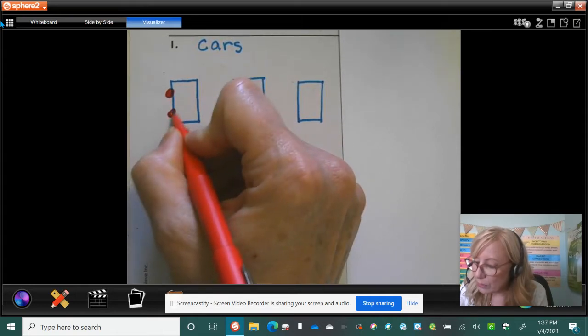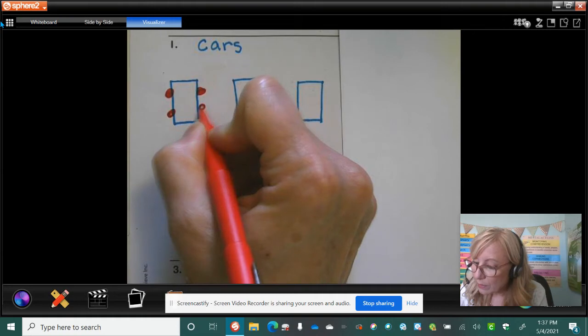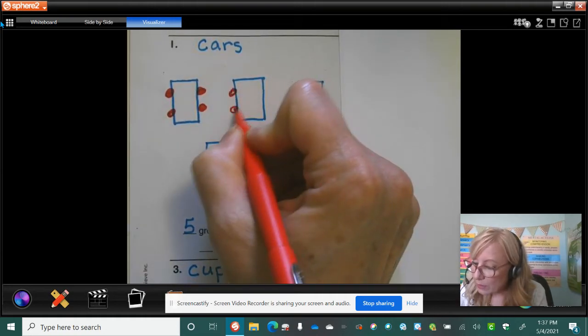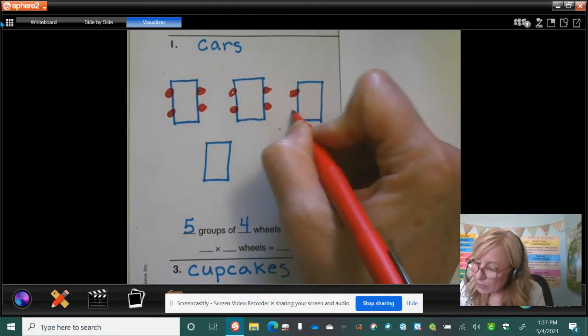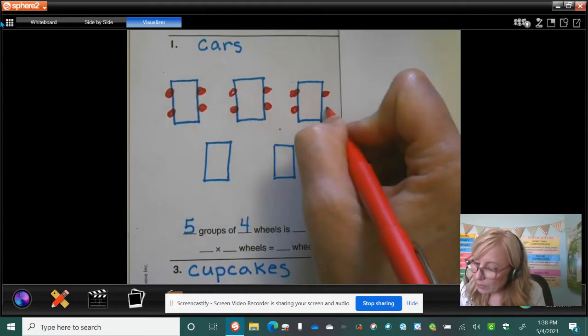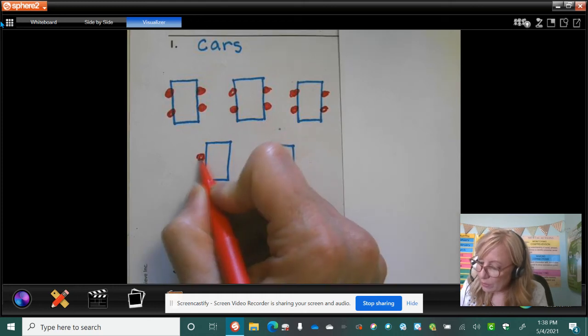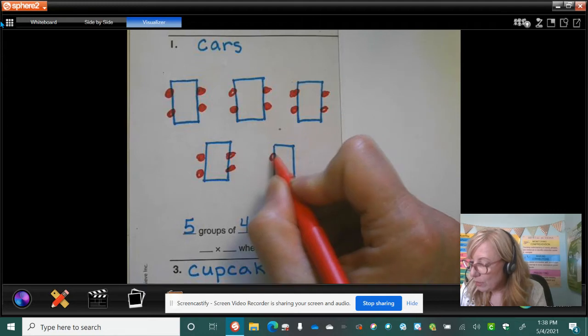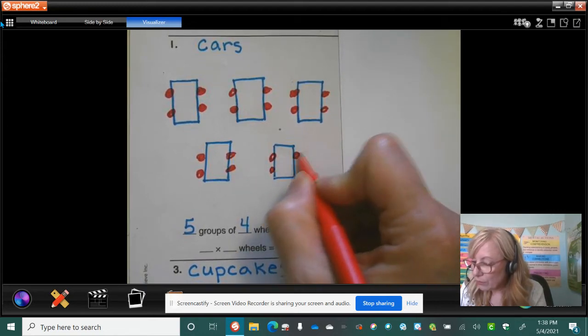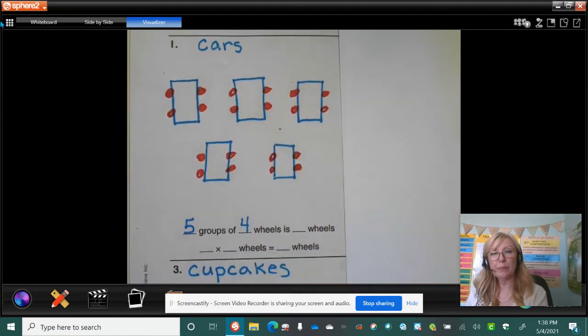1, 2, 3, 4. 1, 2, 3, 4. 1, 2, 3, and 4. So I have 5 groups of 4 wheels. How many wheels is that? Let's count.